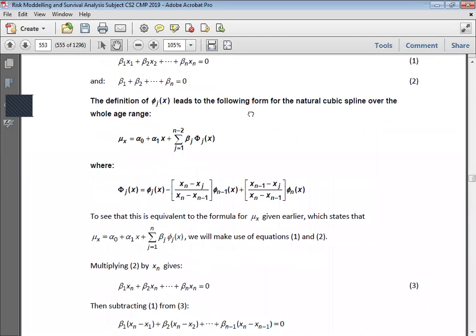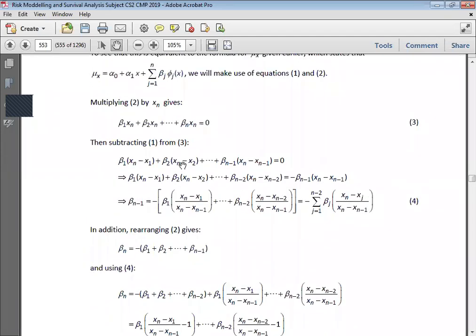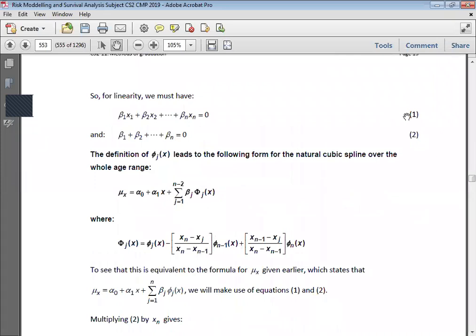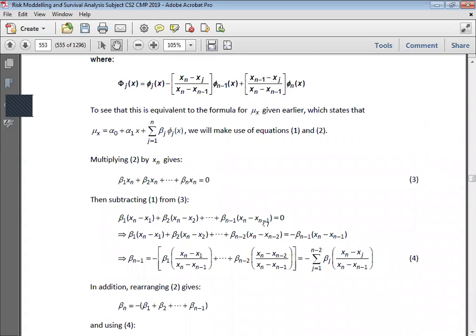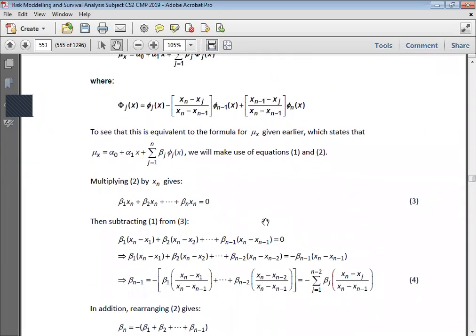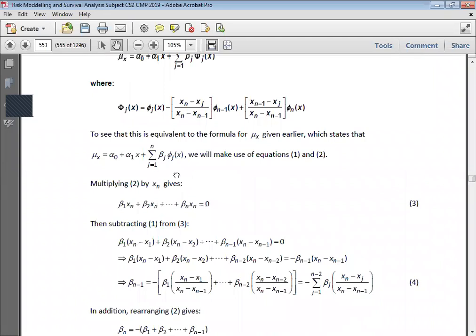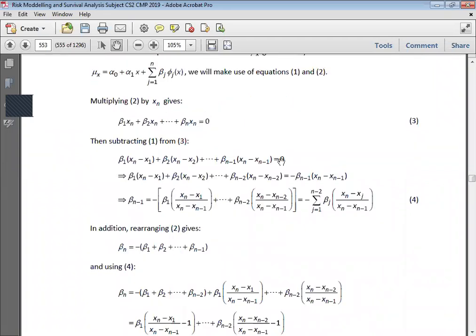So the very first thing that they are saying is to subtract 1 from 3. So let us see what is our 1. 1 is this, 2 is this, and our 3 is this. Okay, so the very first thing that you do is you multiply 2 by xn, which was that all of your sums of beta should be 0. So if you multiply all of it by xn, you get something like this. And then you subtract this thing from 3. So the very first condition that you had was beta 1 x1, beta 2 x2, adding up to 0. You subtract it from this thing, and this is what you will get.